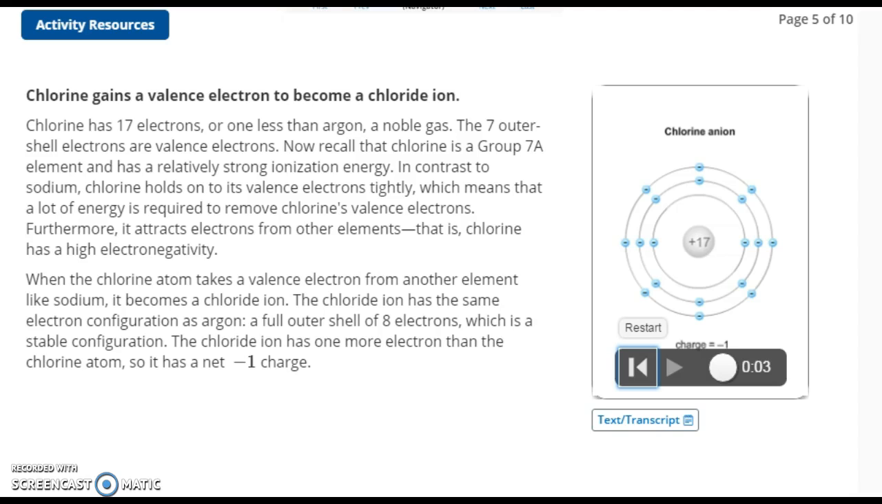When the chlorine atom takes a valence electron from another element like sodium, it becomes a chloride ion. The chloride ion has the same electron configuration as argon, a full outer shell of 8 electrons, which is a stable configuration. The chloride ion has 1 more electron than the chlorine atom, so it has a net charge of -1. Now, if you're wondering, how come this is chloride instead of chlorine? It's because when you properly name a compound, you change the ending of the element to "ide" instead of "ine." So that's why. So we could say a chlorine ion, but they're trying to get you used to saying that the name's going to change.